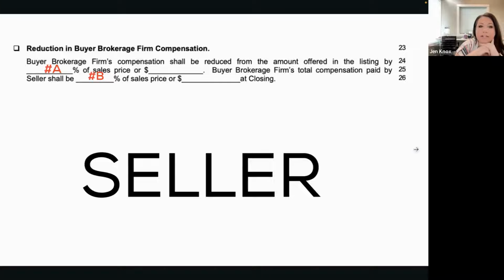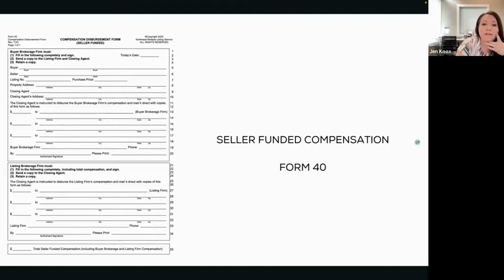And then if there is a reduction in the buyer broker compensation, that still means there is compensation being offered, and the remainder goes back to the seller. So the seller would again be the one paying that. So it would all be on the ones that are predetermined with the listing compensation. These are not buyer funded compensation forms. All of the ones I just described are going to show up on Form 40. And again, this is because we either A, have a listing agreement, or B, represent a buyer that the seller has offered to pay that compensation.